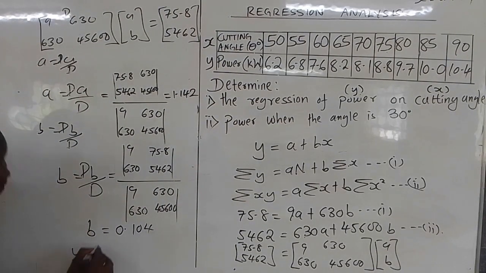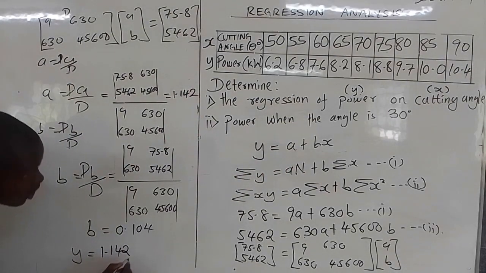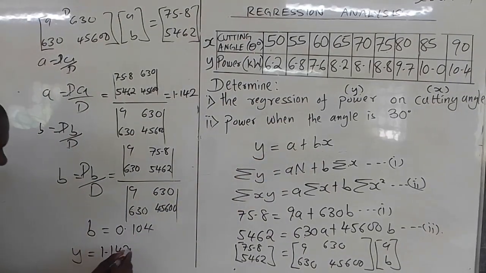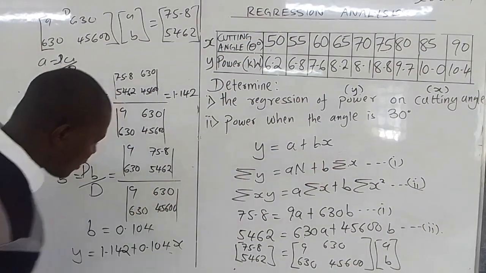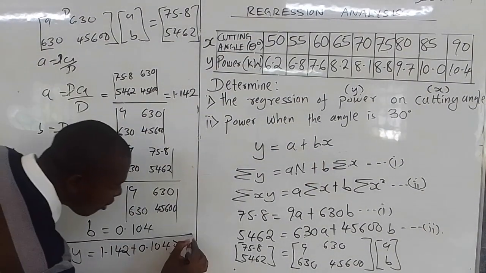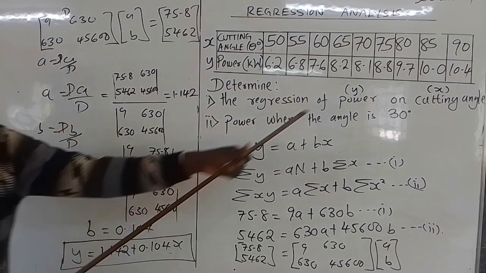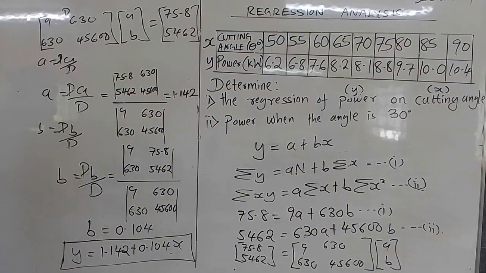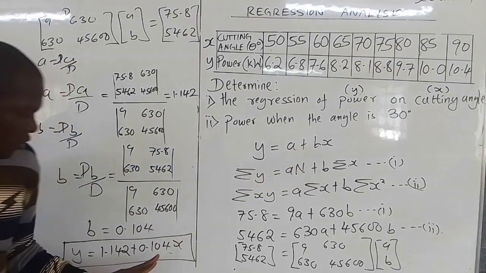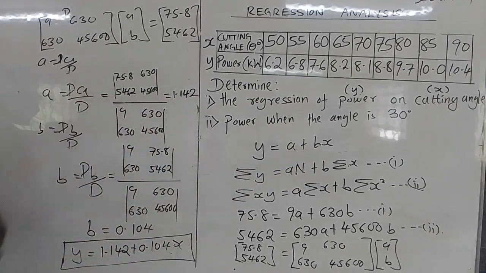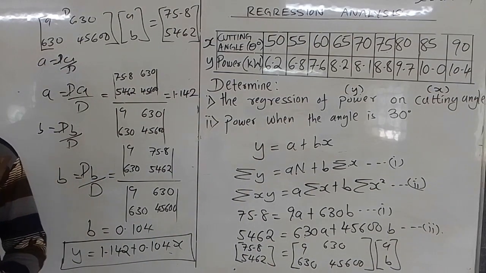So what is Y? Y is A, which is 1.142, plus B, meaning it is plus 0.104 X. So this is the regression of Y on X, where Y is power, X is the cutting angle. So you found the regression of Y on X. Are we together? You simply substitute the value of A and the value of B, which you found here with Cramer's rule, isn't it? So you've answered the first part of that question.